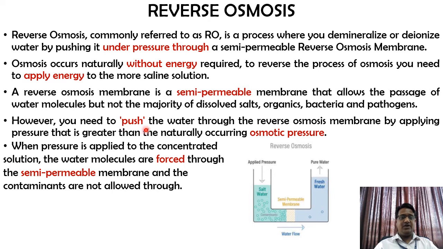However, you need to push the water through the reverse osmosis membrane by applying pressure that is greater than the naturally occurring osmotic pressure. In the previous slide you can see that the water with fewer pollutants had a tendency to move to the higher pollutant side. Right now, I am applying pressure to the salt water, that is, to the contaminated water which contains a greater quantity of contaminants.